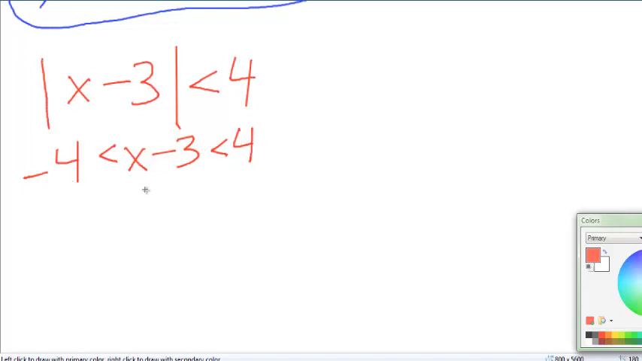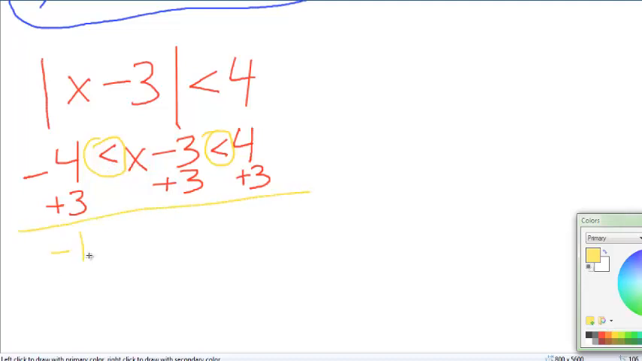Now, how do we solve a compound like this? Simply add 3, not to both sides, but to all three sections. It's divided up by the two less than things. When we talk about adding to both sides, we're always looking for a comparison, an equal sign or a greater than sign or whatever. So when we add 3 in all parts, we end up with negative 1 less than x less than 7. And we're done.